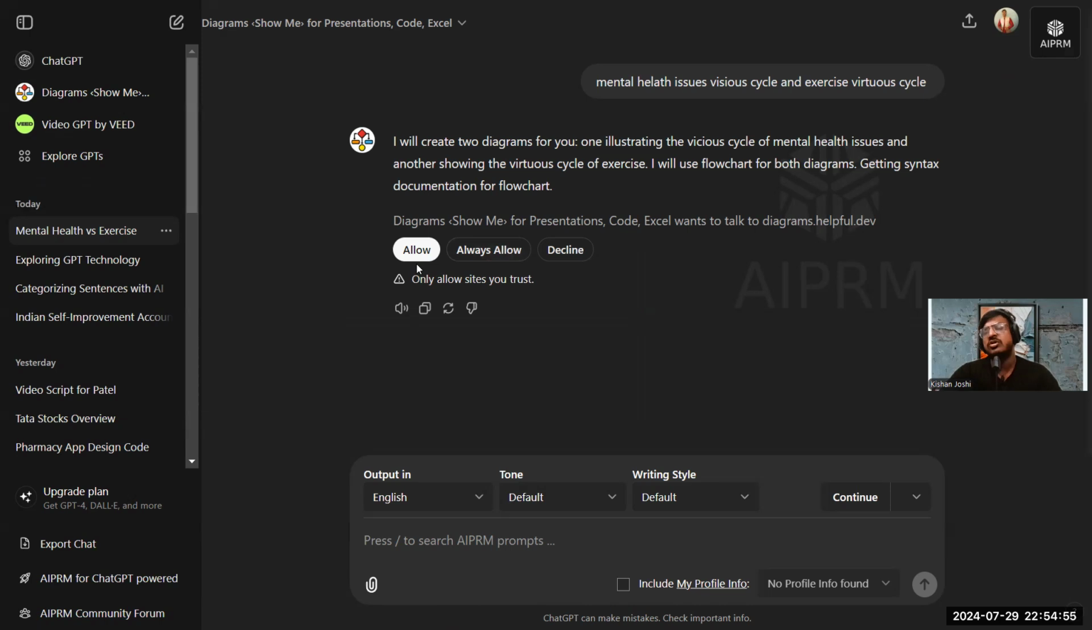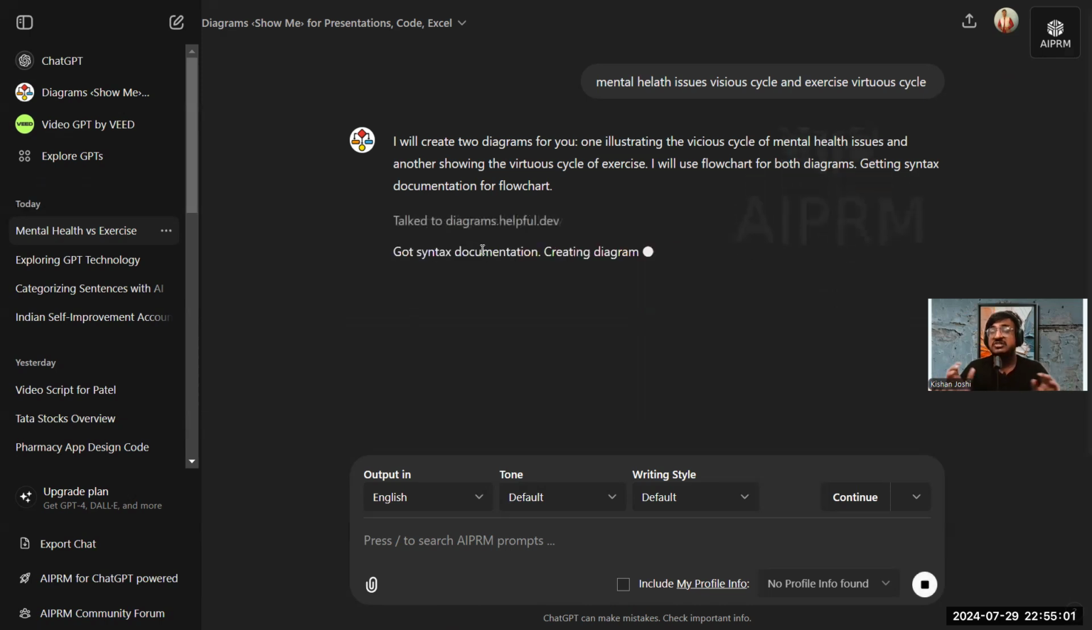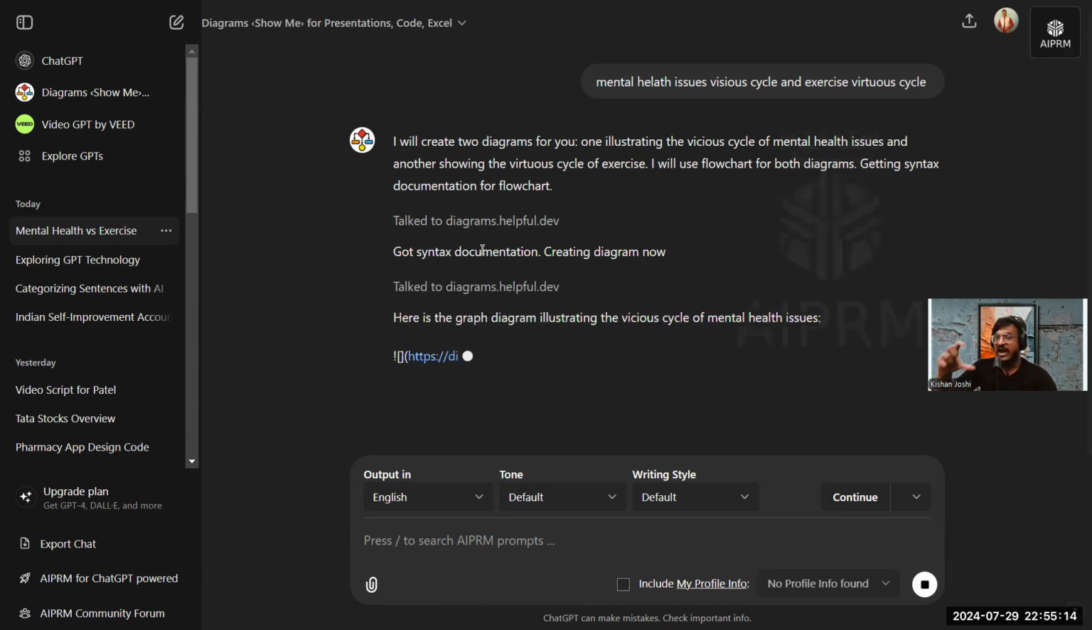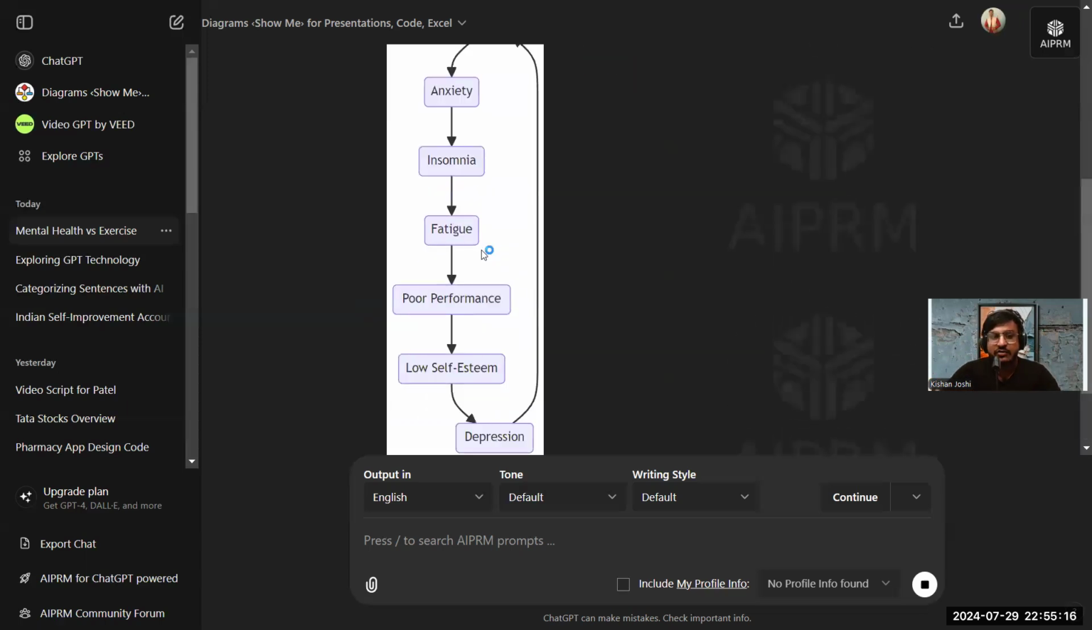So I am giving the allow. You can also give allow for one-time access. I am giving always allow. So just click on it. Just wait a few seconds and it generates a great answer. Hopefully it generates a great answer. What it wrote is: got syntax documentation, creating a diagram for now. So the process of diagram creation is running right now.